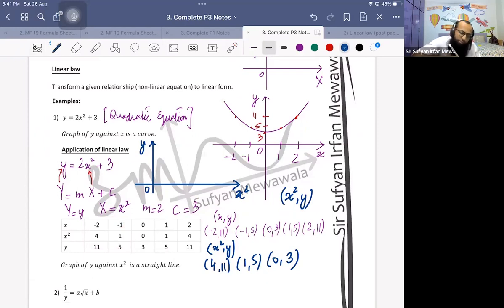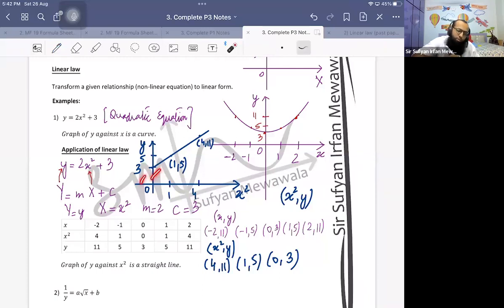So now let's plot 0, 3, then 1, 5, and then 4, 11. So now if we are going to plot 0, 3, 1, 5, a straight line will be formed. So we can say 4, 11, somewhere over here will be 4, and somewhere over here will be 11. This coordinates 4, 11. This will be 1, 5. And this first one will be 0, 3. So if we are going to plot the three coordinates, now we can see that a straight line is formed.